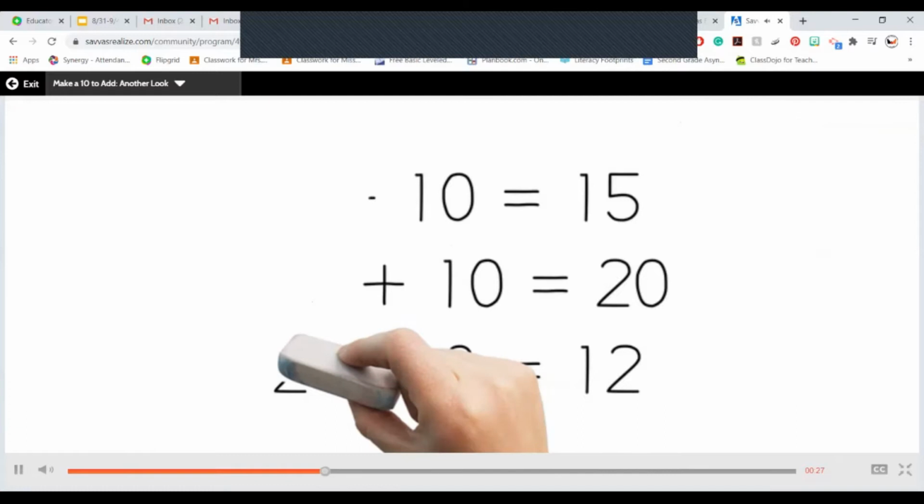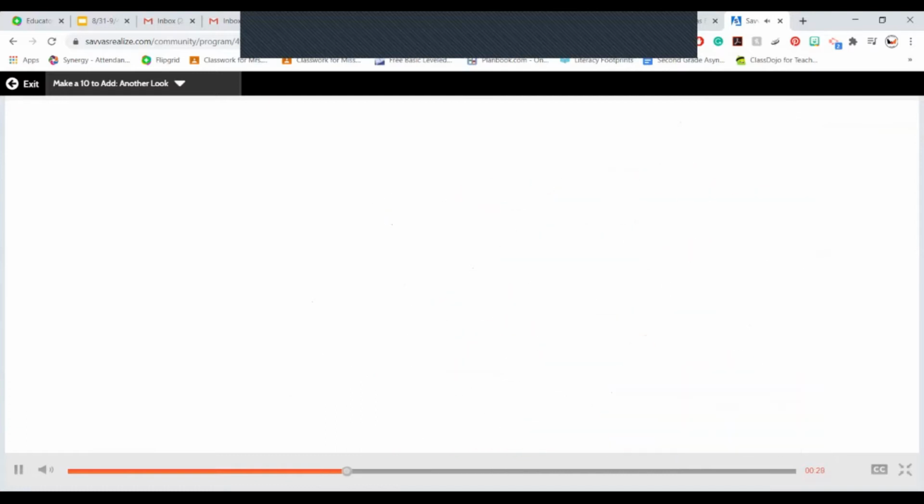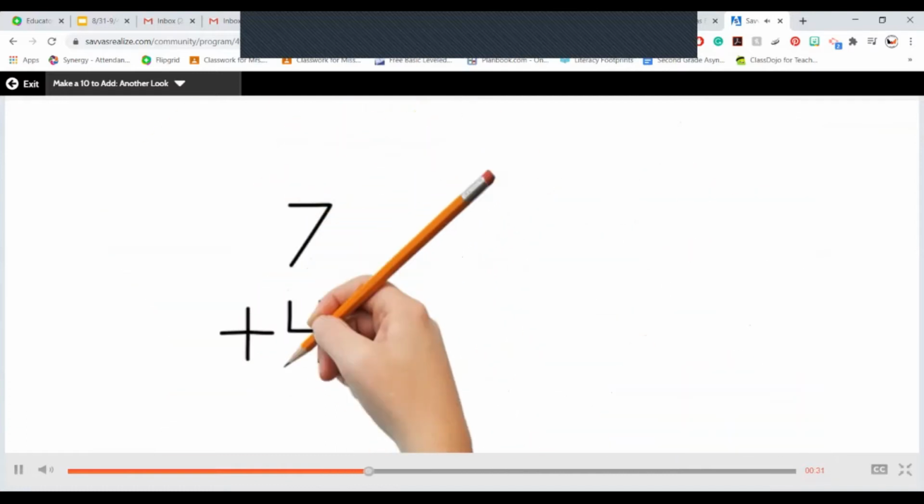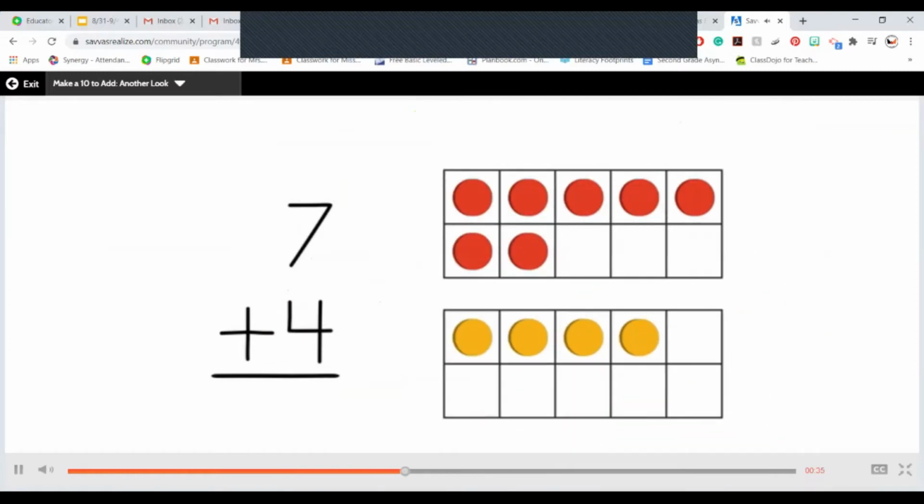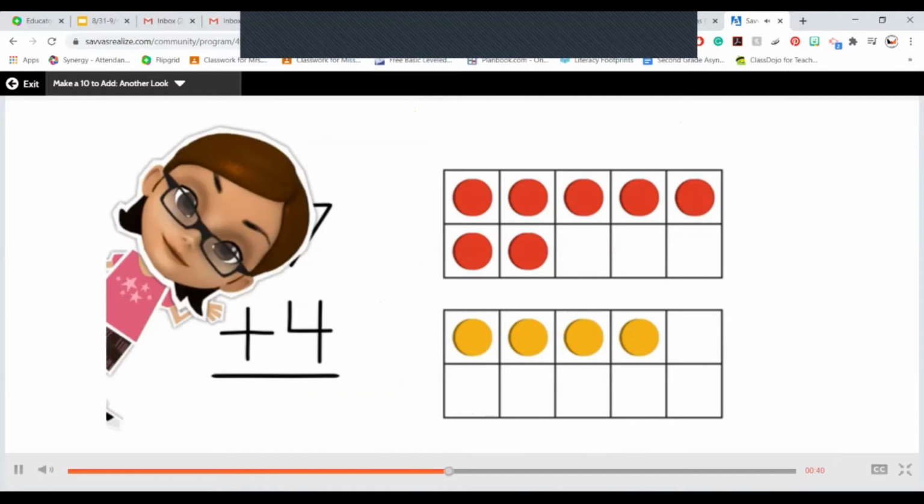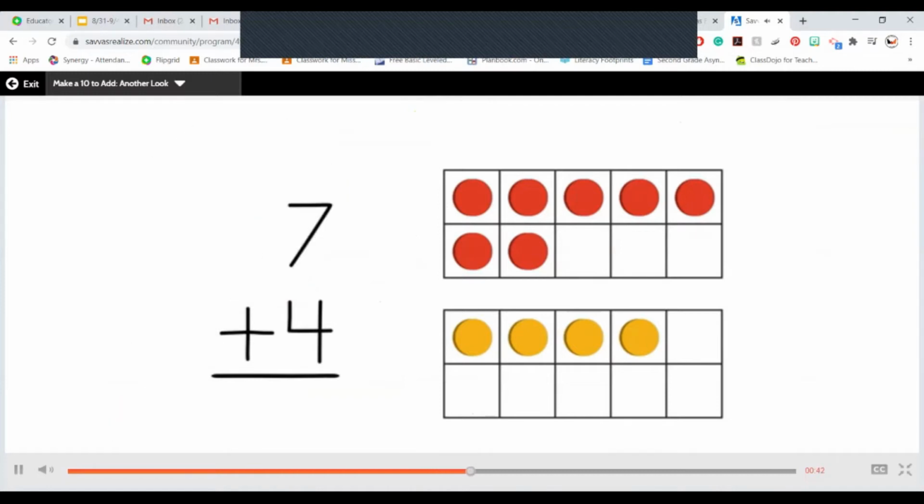Well, Marta, you can use 10 to help you add 2 numbers. It's easy. Here's how. Let's say you need to add 7 plus 4. And let's use counters and 10 frames. We'll use red for 7 and yellow for 4. 2 of my favorite colors. Let's make 10. We'll move 3 yellow counters with the 7 to get 10.